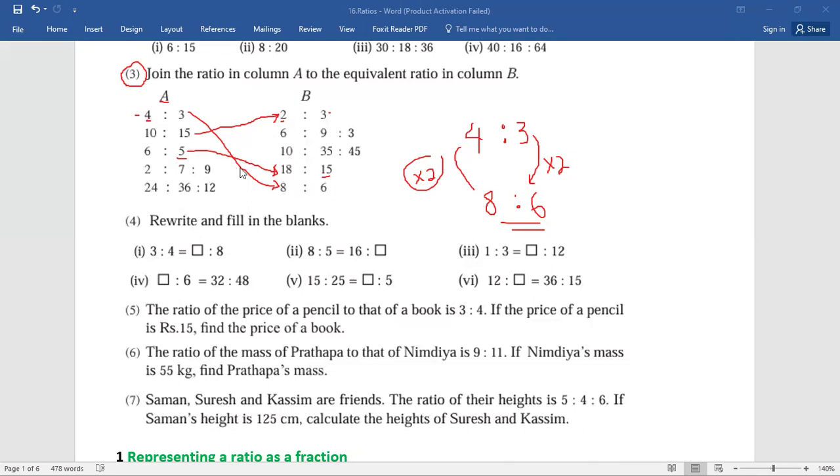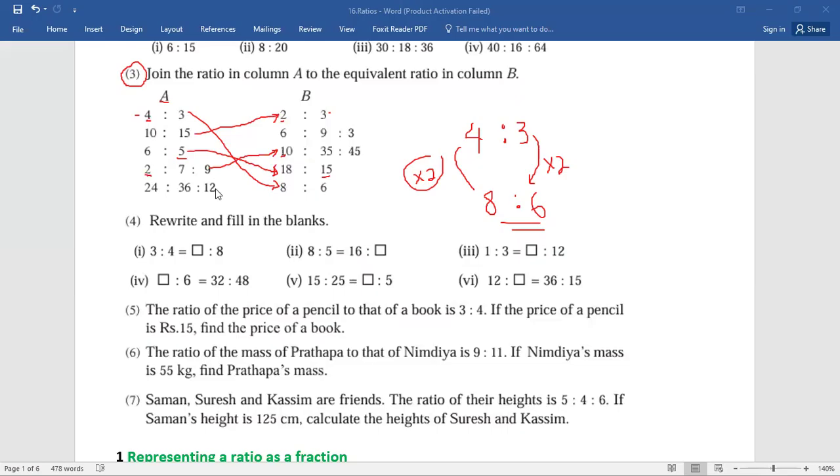So let's see this one. How do you convert this 2 into 10? You have to multiply this 2 by 5. 5 times 2, 10. Then here you have 7, so 7 should be multiplied by 5 again. 5 times 7, 35. So it should be a match. Then 9. 9 times 5, 45. Yes, this is the match.